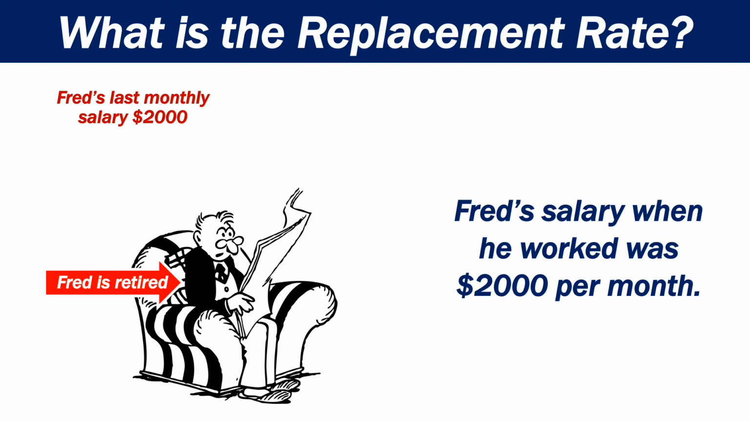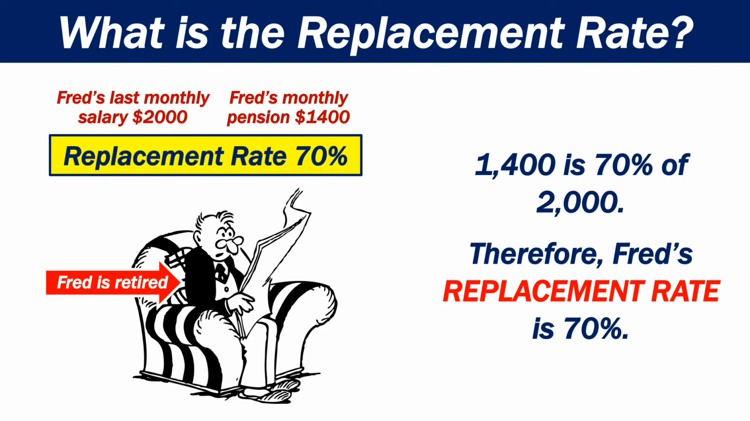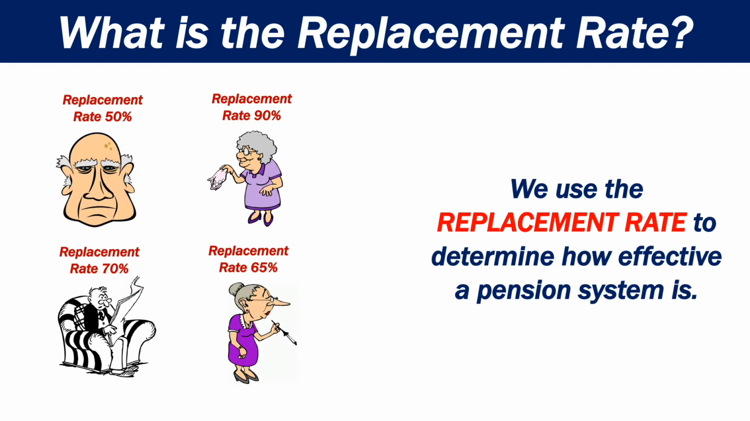Fred's salary when he worked was $2,000 per month. He now receives a pension of $1,400 per month. $1,400 is 70% of $2,000. Therefore, Fred's replacement rate is 70%. We use the replacement rate to determine how effective a pension system is.